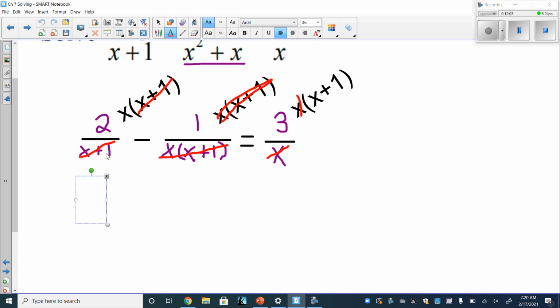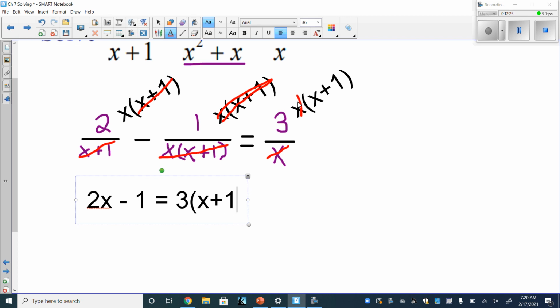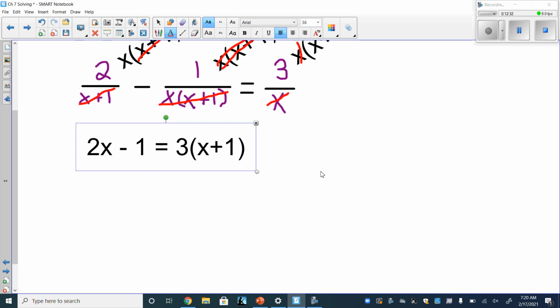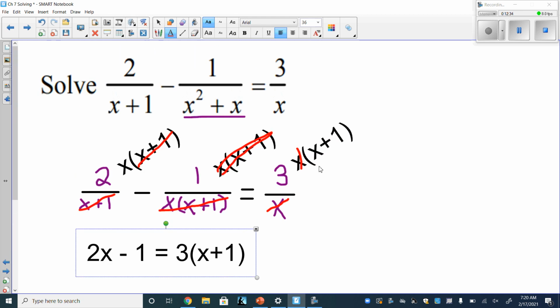Well, in the first rational expression, the x plus 1 and x plus 1 cancel, leaving me with 2 times x minus... well, the x plus 1 and x plus 1 canceled. Everything canceled out except for 1, equals. Here on the right-hand side, x and x canceled out, but I'm left with 3 times x plus 1. And that's all that's left over after we did the multiplication through. And now we can solve.